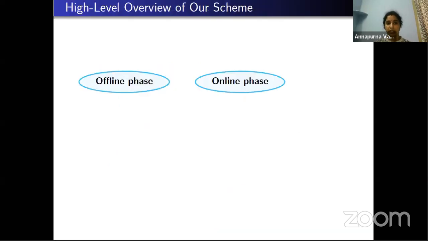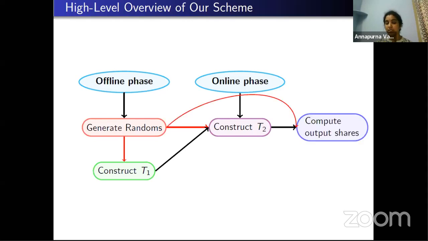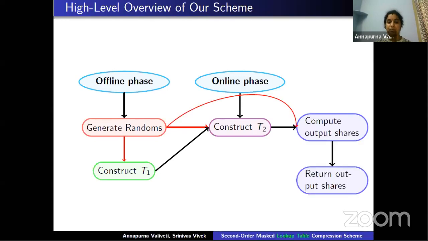Pictorially, our scheme is divided into offline and online phases. As part of the offline phase, we will be generating the randomness required for the scheme. Further, we will construct T1. In the online phase, after the availability of the secret, we'll be constructing the second table T2 using the randoms and T1. And finally, we'll be outputting the shares of S of X.